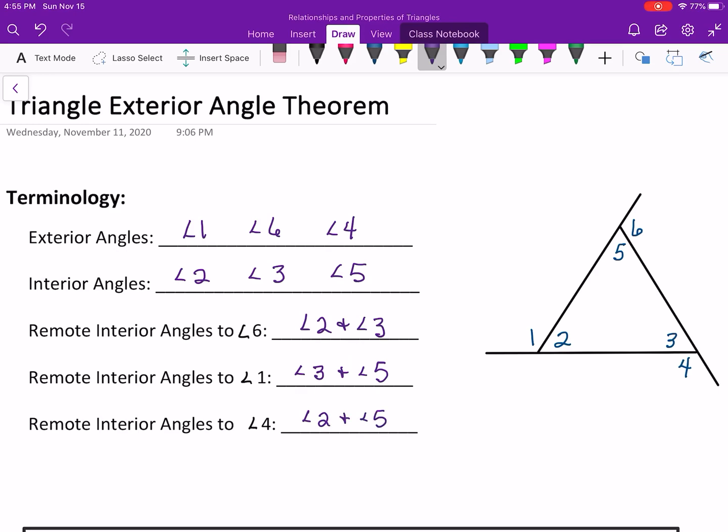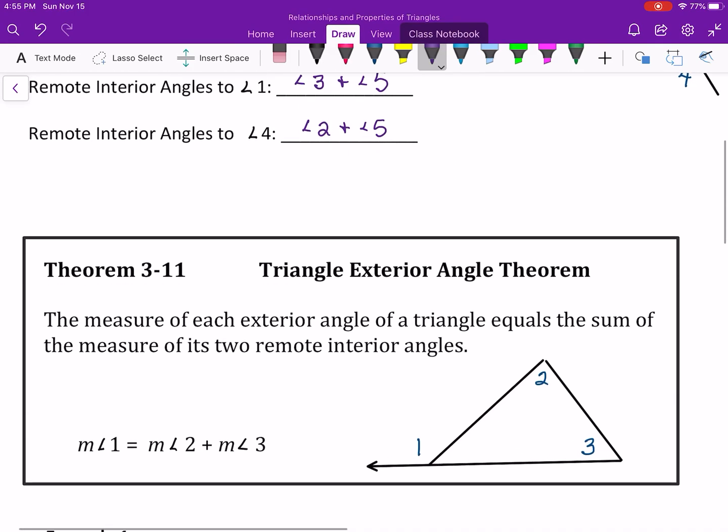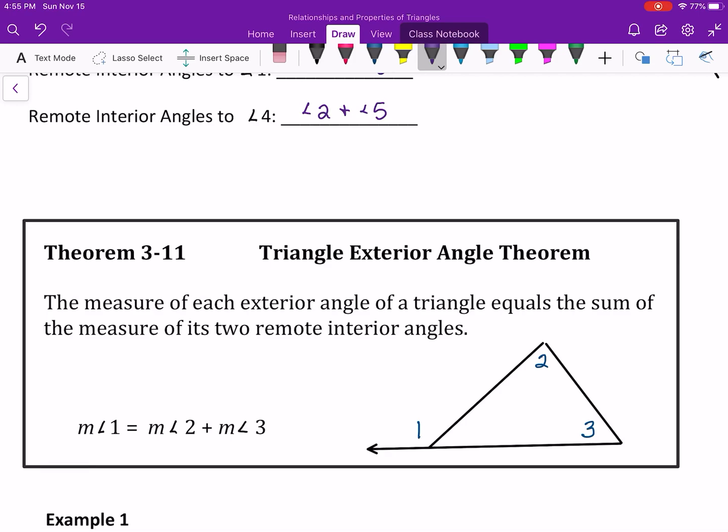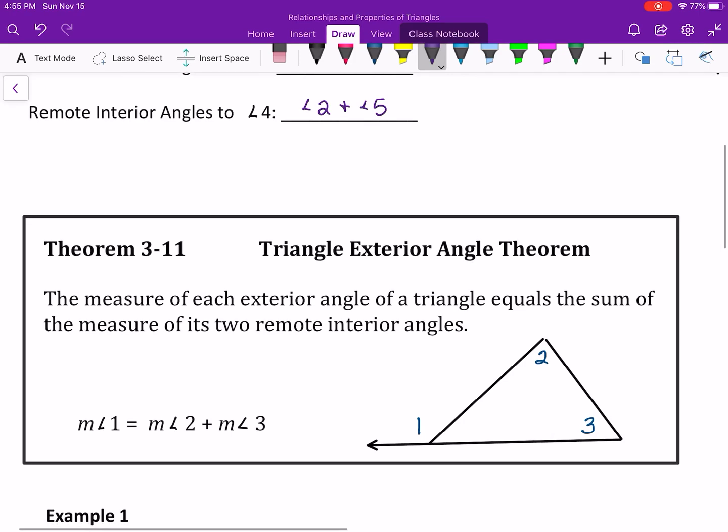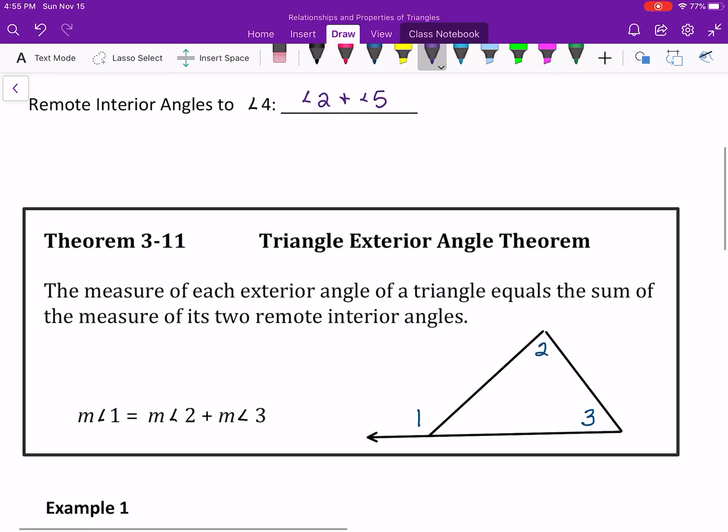To be able to use the triangle exterior angle theorem, it's very important that we can identify an exterior angle, one that's part of a linear pair, and its remote interior angles. And the reason it's important to us is because of what the theorem says. It says the measure of each exterior angle, angle 1 in this case, equals the sum, meaning you add them together, of the 2 remote interior angles.